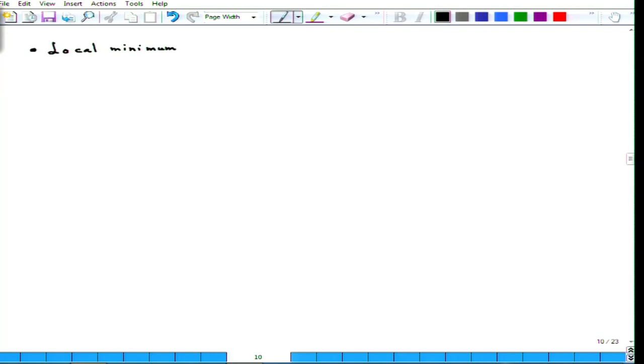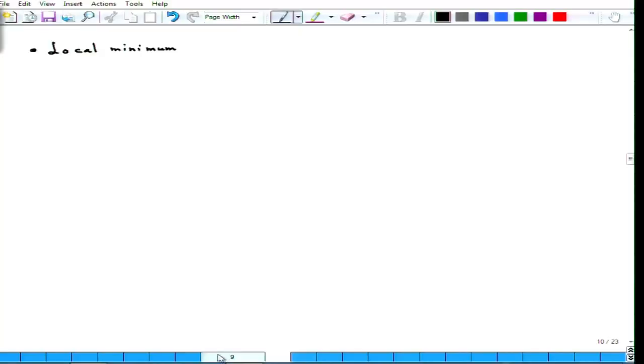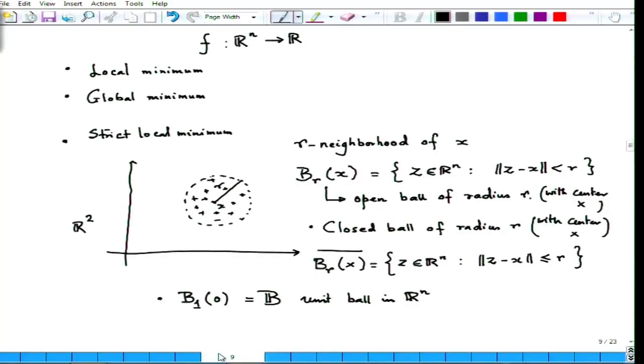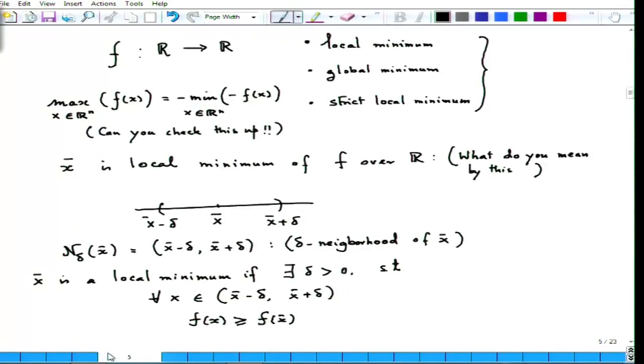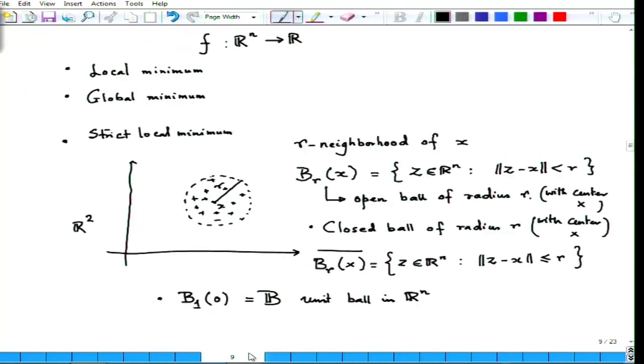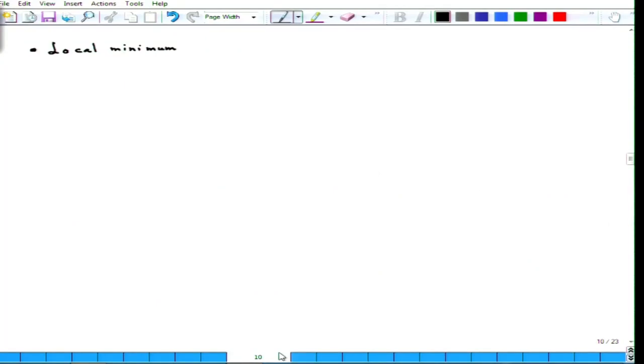Now how do I define a local minimum? The same definition, just like the constant case, but here your neighborhood gets changed with the neighborhood that we have just defined, your delta neighborhood, or that open interval in case of R, which was this one, gets changed to this one.